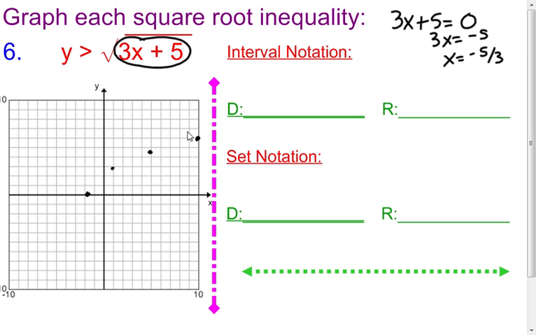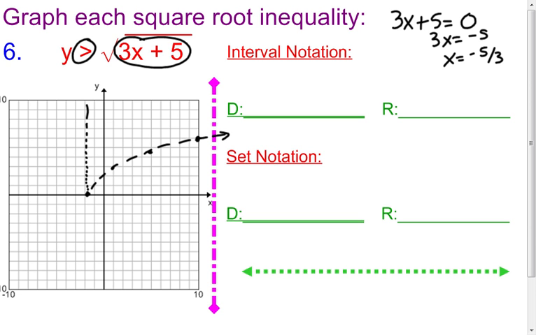Will be right about there. Okay, so now I can sketch the square root function. Again, it is a little greater than symbol, and so I need to think about that in terms of whether it's solid or dotted, and it's not underlined, so it will be a dashed line that I want to connect those dots with.